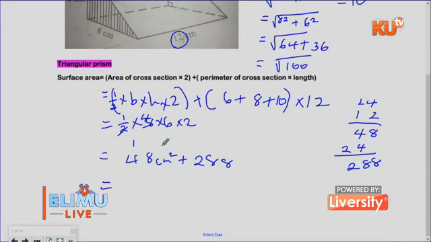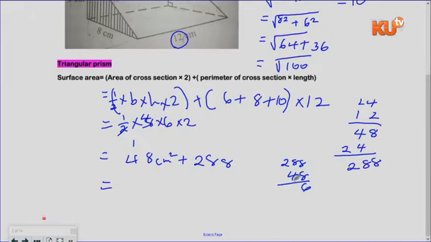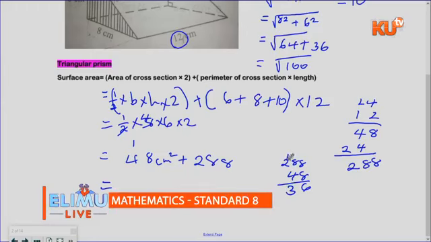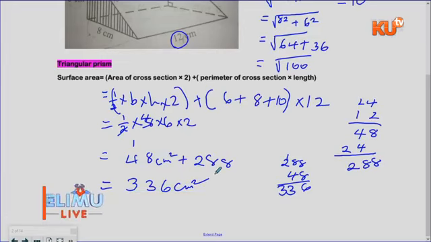Remember, already we have found the area of the cross section, which is 48. So we can add here 288 plus 48. Okay, so this is 6, 12, 13, carry 1, and then this is 3. So our answer, the surface area of that triangular prism, is 336 centimeters squared.